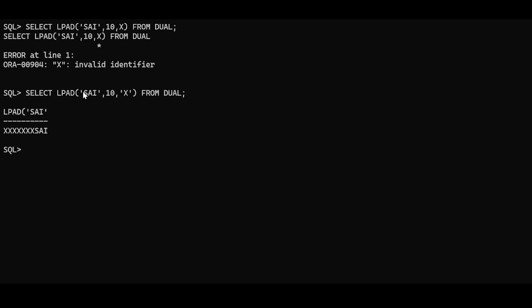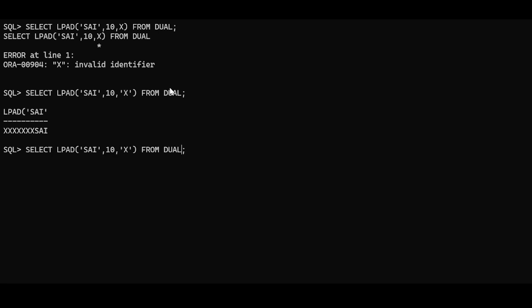Now if you see, you have taken the string as Sai and the length is 10, which means you reduce the 3 characters from 10. 10 minus Sai, which is how many characters? 3 characters. 10 minus 3 is 7 characters. So on the left side, the 7 places will be filled with x.